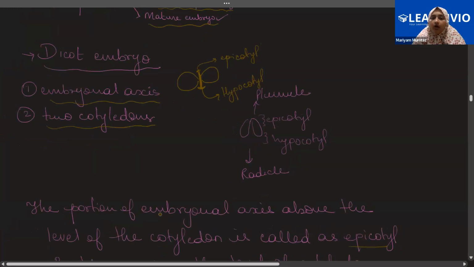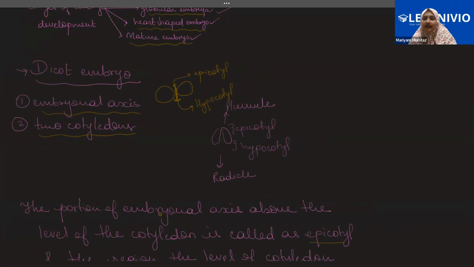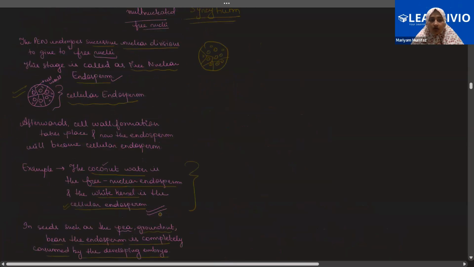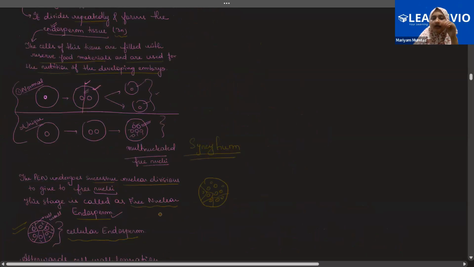Clear? Always remember that inside the fruit, seed is there. Inside the seed, embryo is there. Inside the embryo, endosperm is there. So when we are talking about all of these structures, it is from the inside to the outside, isn't it? Because fruit is the outermost covering, right? Okay.